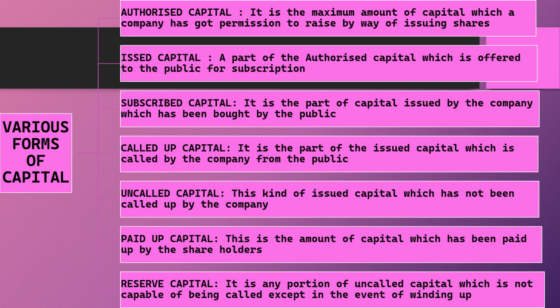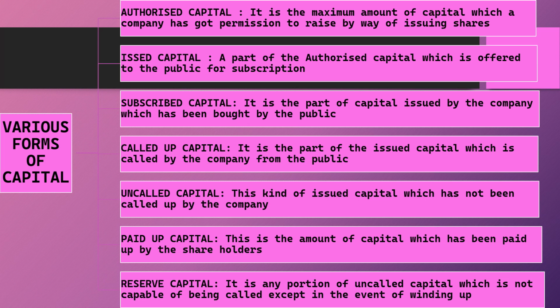Now here we have different forms of capital: authorized capital, issued capital, subscribed capital, called up capital, uncalled capital, paid up capital and reserve capital. Authorized capital is the maximum worth of shares a company can issue, and paid up capital is the actual worth of shares a company received. Authorized capital is mentioned in the Memorandum of Association and paid up capital is mentioned in the balance sheet of the company.